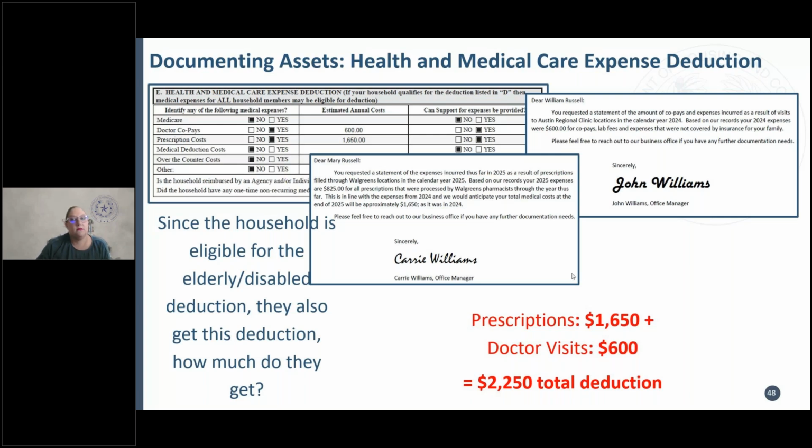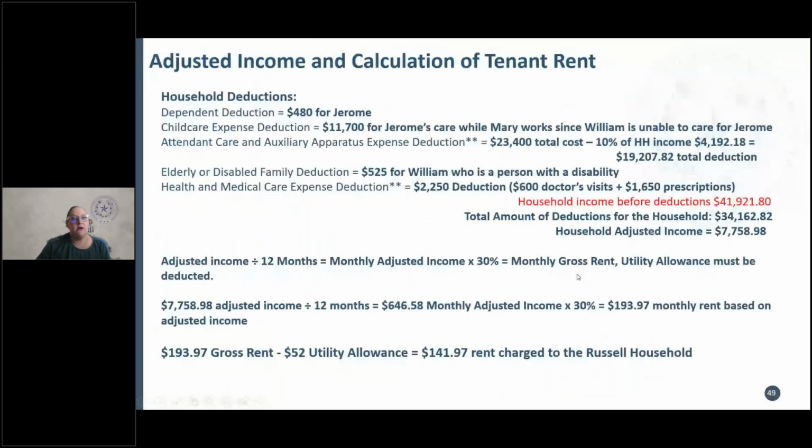Nope, we're clear. Okay. So now we've got our dependent deduction for Jerome of $480. Our child care expense deduction for $11,700. Thank you to whomever caught that. The attendant care and auxiliary apparatus expense deduction was $23,400 minus 10% of household income for a total deduction of $19,207.82. Elderly or disabled family deduction of $525. Health and medical care expense deduction of $22.50. Because we'd already met that 10%, we were able to use all of that.